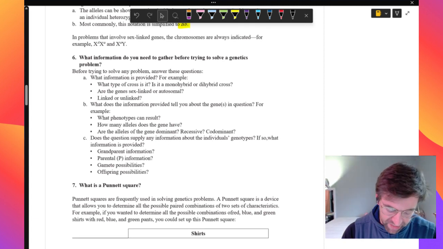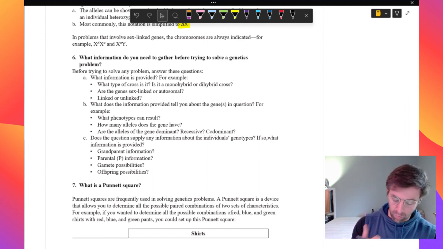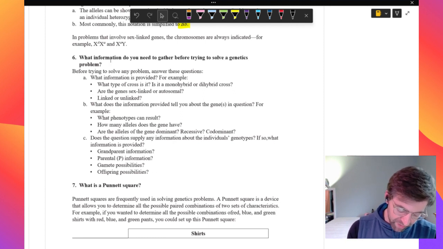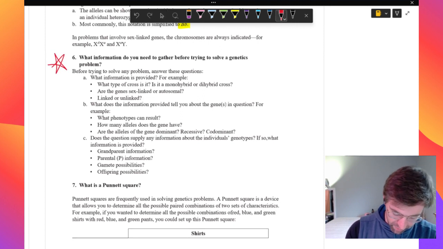What information do you need to gather before trying to solve a genetics problem? Before trying to solve any genetics problem, answer these questions. What information is provided? What type of cross is it? Is it a monohybrid, a dihybrid cross? Are the genes sex-linked or autosomal? Are they linked or unlinked? I'm going to just put a big old "know this."